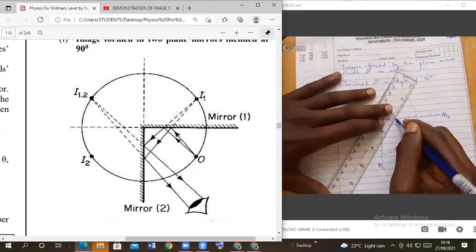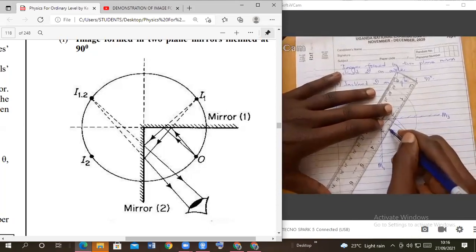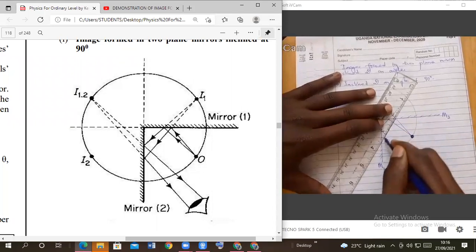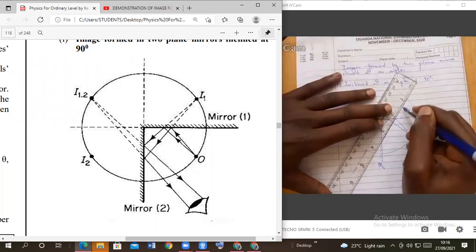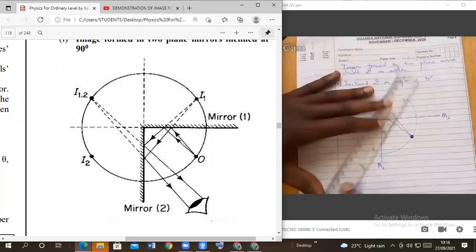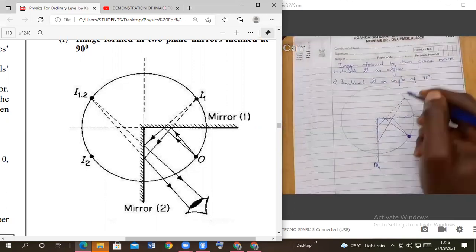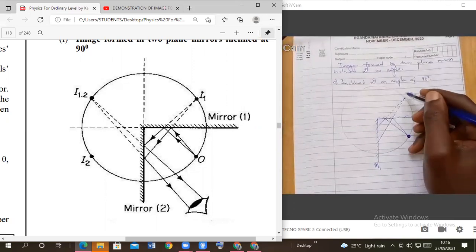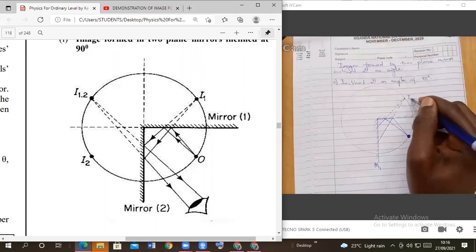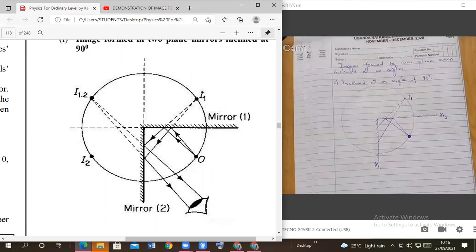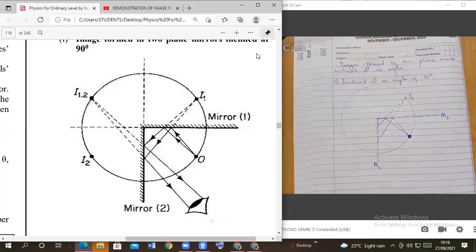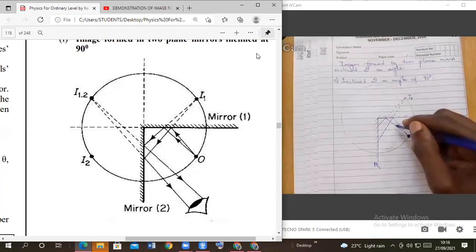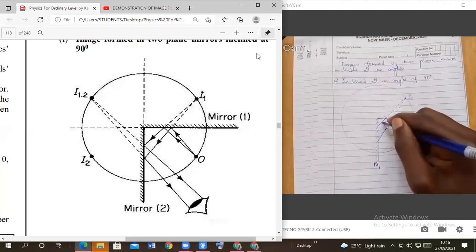Make sure that it's exactly at the point of incidence. This is solid, sorry. Then this one is dotted like that. So you find that the image is going to be formed here. So this is now the first image. That's our image 1. Members, are we together? Don't forget to put the arrow. This is the incident. Then from here it is reflected. This is reflected.